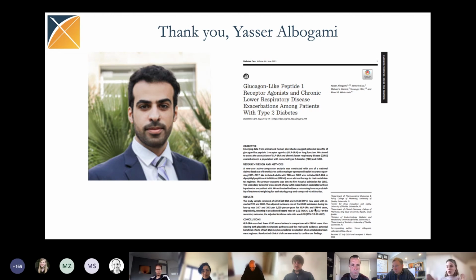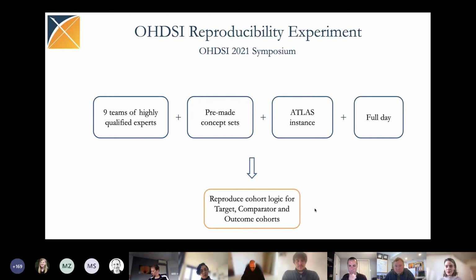This paper was published in Diabetes Care, as Patrick said, a decent journal, and focused on investigating the effect of glucagon-like peptide 1 receptor agonists on chronic lower respiratory disease exacerbations in patients with diabetes. It was a really nice paper, well written, with nice figures showing a rather large effect. So we decided to reproduce it.